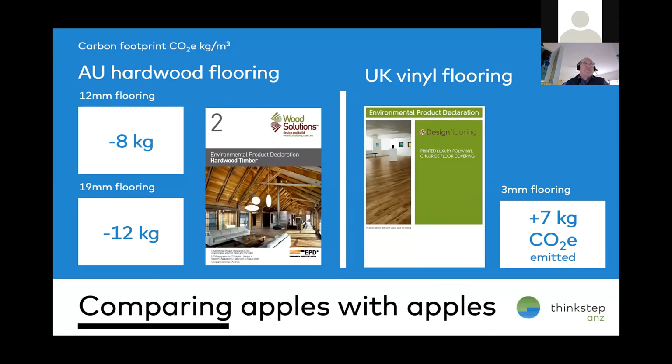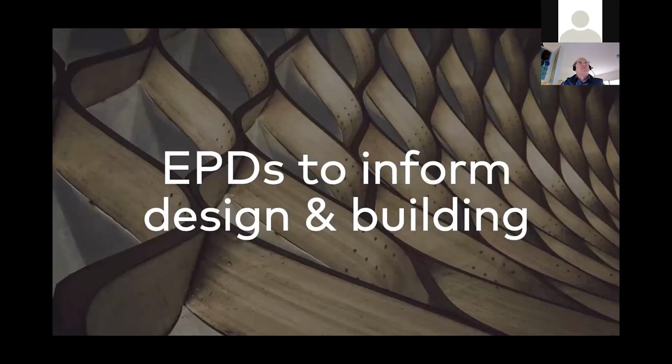And as I was saying before, with the timber flooring example, where we've got that -8, -12, you can see the comparison with a 3 mil UK vinyl flooring product. There's a real saving in using the timber product. So again, these EPDs are EN 15804 compliant, so provided they're functionally equivalent products, you can use the information from those EPDs to make those comparisons.